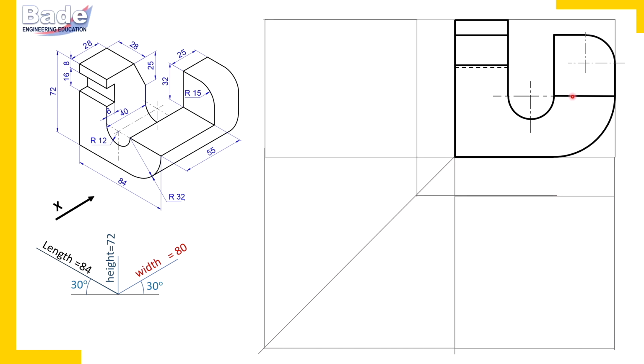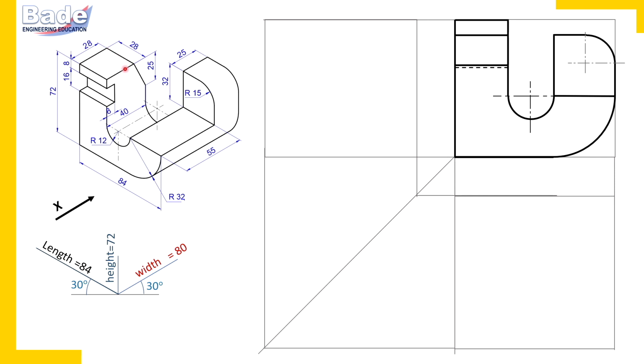Let's proceed for top view. Now again in the top view, we'll think about visible surfaces. This surface, the extreme top surface, shows its true shape in the top view. We'll draw this surface first: 28 millimeter parallel to width, 28 millimeter parallel to length.